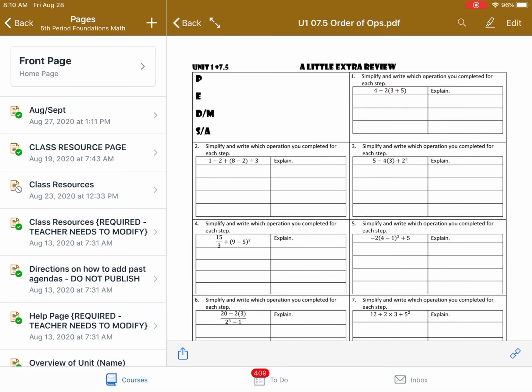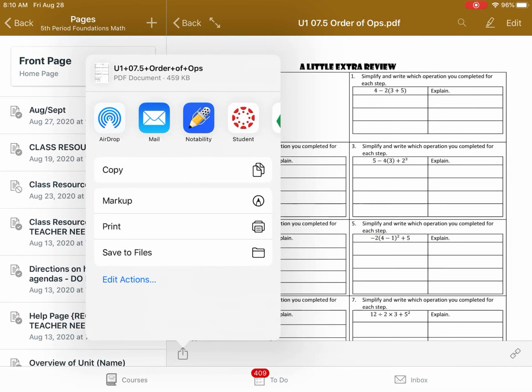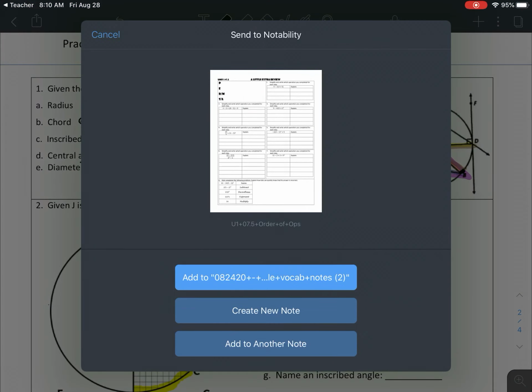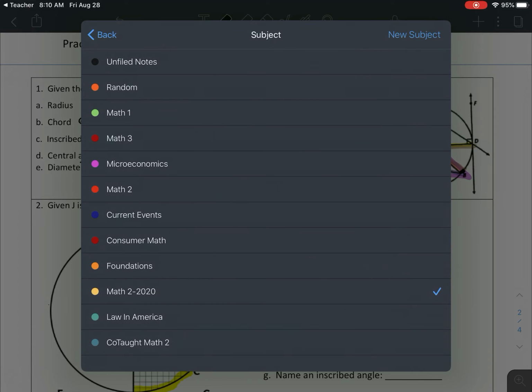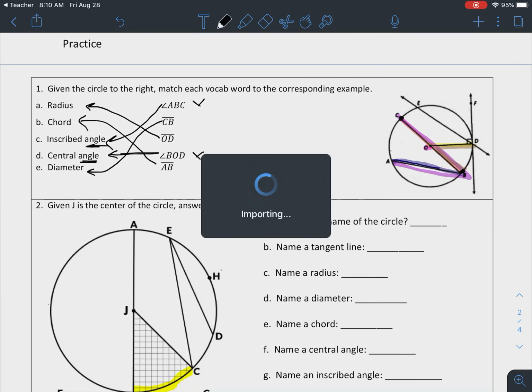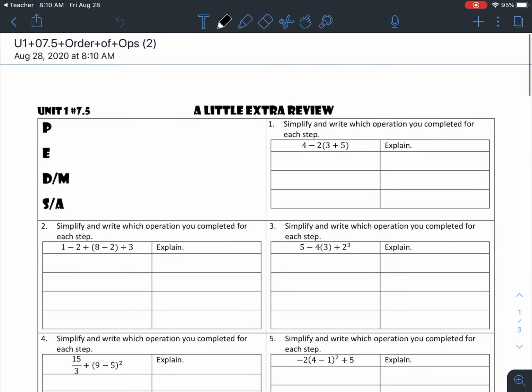Alright, so we need to open it up in Canvas, and we need to hit our little box with the arrow. Mine is down in the bottom left. Yours should be in the upper right. Go all the way over to copy to Notability. Create new note. I put a topic because I made folders to be more organized. I'm putting in foundations, and I'm going to import. And here it is.